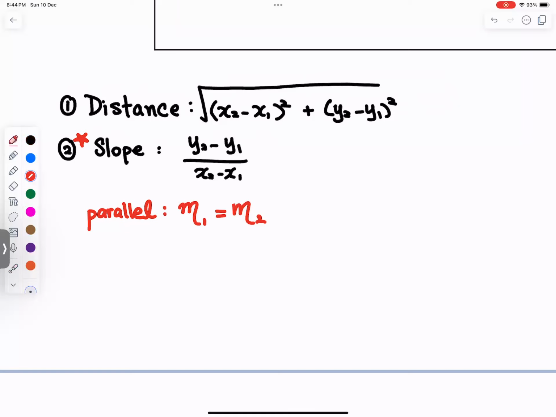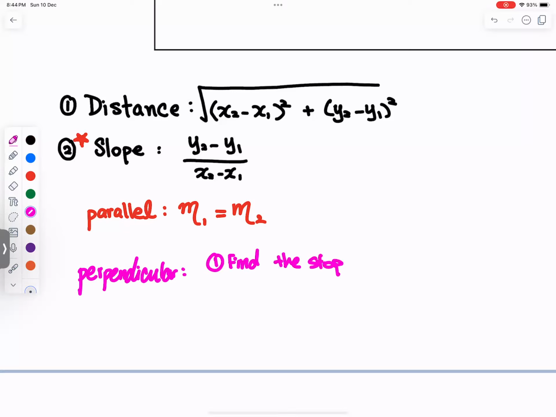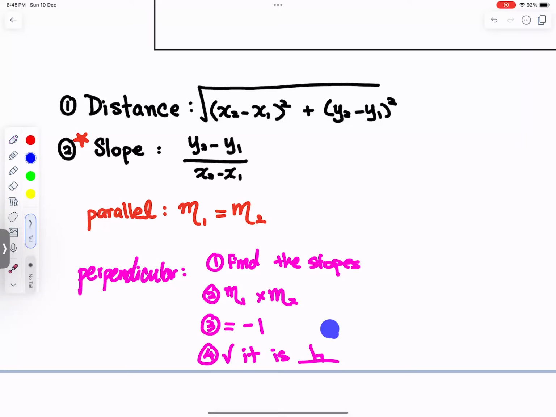How about if the question has perpendicular? That is a little hard, but the perpendicular is more often asked. For perpendicular, you need to find the slopes. Okay, first step, find the slopes of all the lines. Secondly, slope 1 times slope 2. And if it equals to -1, then it is perpendicular.